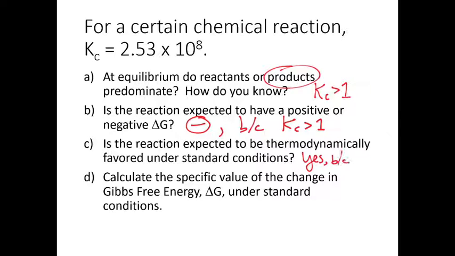So far this stuff is pretty straightforward as long as you know those relationships on the board over there. But then the last little part is using that equation. It's also pretty easy, but it's an intimidating equation because it's got negatives and that R value and natural log and everything. But it's not that bad. Calculate the specific value of the change in Gibbs free energy, the delta G, under standard conditions. So if you mix up 1 molar of everything and put it in a bucket, what would the delta G be as it's going toward equilibrium?